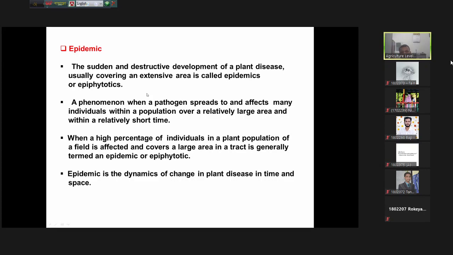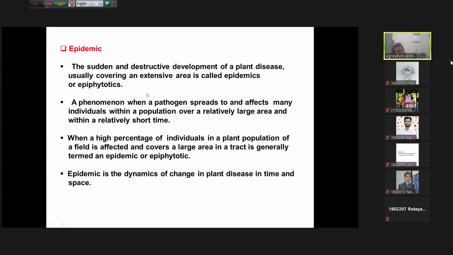Very briefly, you can say when a pathogen is spread to and affect many individuals within a very short time and affecting the large area or covering a large area, that basically we call epidemic. A phenomenon when a pathogen is spread to and affect many individuals within a population. It may be the rice, it may be the wheat, it may be other something like that. Within a population over a relatively large area and within a relatively short time, then we call it epidemic. There are another definition you see, when a high percentage of individual in a plant population of a field is affected and covers a large area in a tract generally termed as epidemic or epiphytotic.